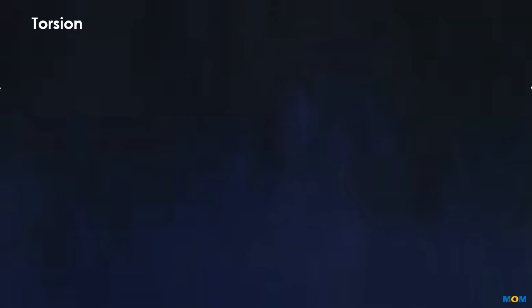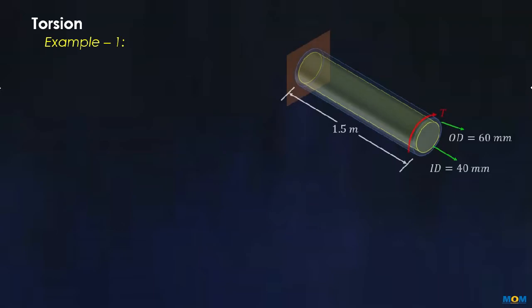Continuation with the topic of torsion. Now we will solve some problems. Let us consider a hollow shaft of length 1.5 meter where the inner diameter of the hollow shaft is 40 millimeter and the outer diameter is 60 millimeter.